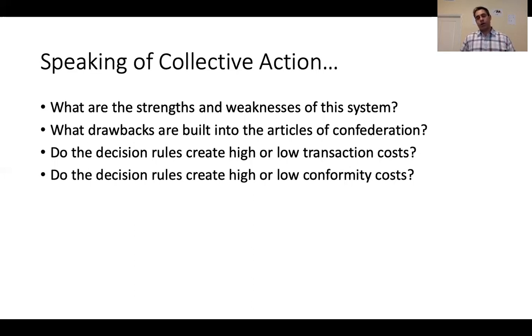As we'll learn, it's going to fail. It's going to fail predictably, and this is what's going to lead to the subsequent calls for a new constitution that becomes the Constitution of the United States of America.